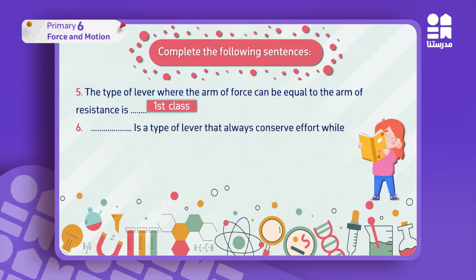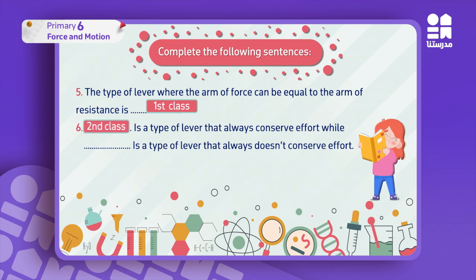6. Space is a type of lever that always conserve effort, while space is a type of lever that always doesn't conserve effort. مين الشاطر اللي كان دايما بيconserve effort؟ It is the second class lever. ومين اللي كان دايما doesn't conserve effort؟ It is the third class lever.